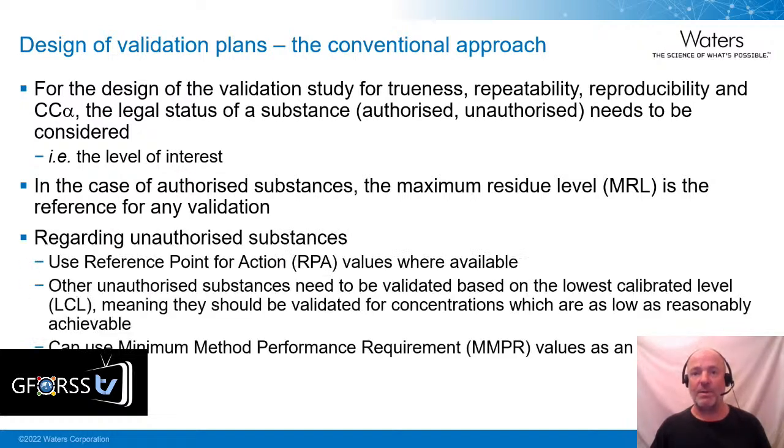Regarding unauthorized substances, we use the value of the RPA if it's available. Where we have other unauthorized substances, they need to be validated based upon the lowest calibrated level concept, the LCL. And this means they should be validated for concentrations which are as low as reasonably achievable. And we can use the minimum method performance requirement values from the EURL guidance document as an aid to this validation.